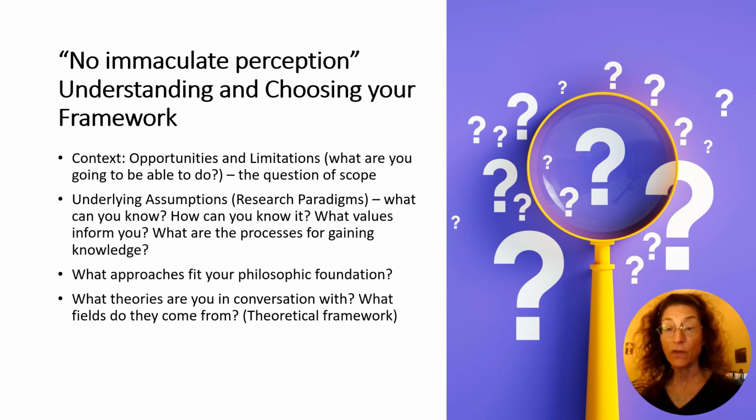So these are the kinds of questions that underlie our research paradigms. What can you know? Now that's not just what can you know ever or in general. What can you know about this situation? Secondly, how can you know it? How do you know that you know it? Third, what values inform you as you research in this particular situation and topic? And then what are the processes that you're going to use for gaining knowledge? What processes make sense in this context?